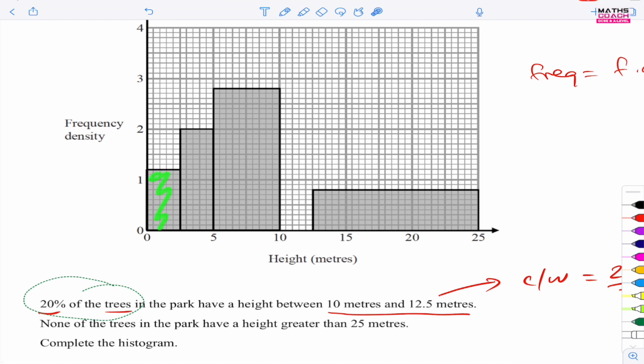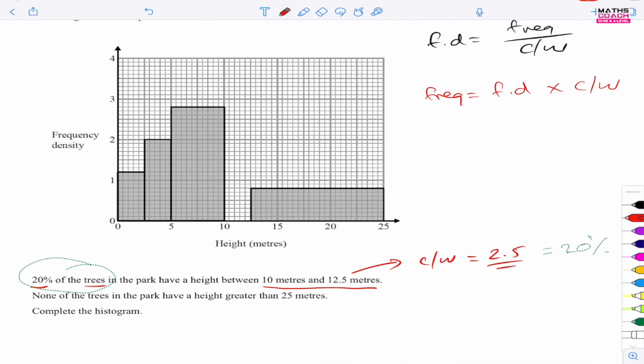So let's have a look at this one. The first bar, I'm going to work this out. So this is 1, this is 2. You can see that, it's quite obvious. This is 0.5. So each of these little squares means 0.1. So what is this? That's going to be 1.1, 1.2. So that's going to be 1.2. So for the first one, I'm just going to put this down here. The frequency density is 1.2.